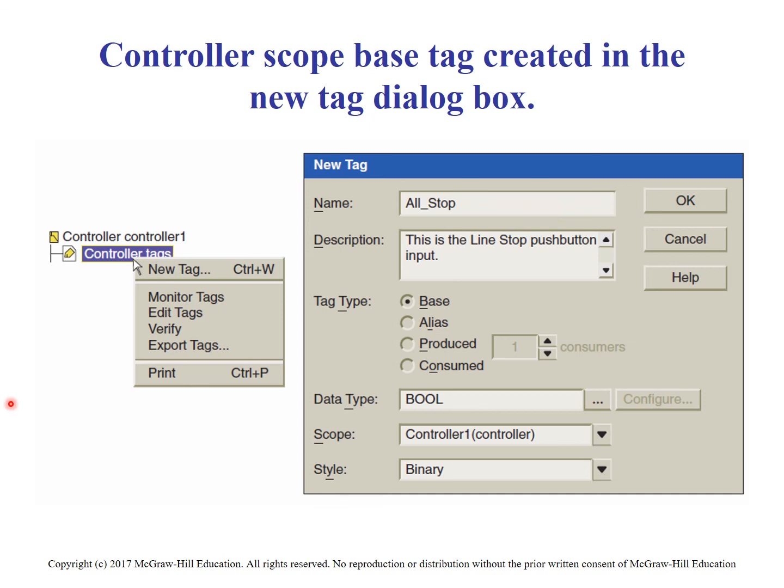So here we are to create a tag in the new tag dialog box. Again, we're just going through the process. We enter the name and a description that we like to put in there for that tag. Base, Boolean is going to be an individual bit. Base means it's going to be based on the tag itself. There's not going to be an alias or a produce consume attachment. And the style is going to be shown in binary, so it's going to be in a 1 or a 0 format.